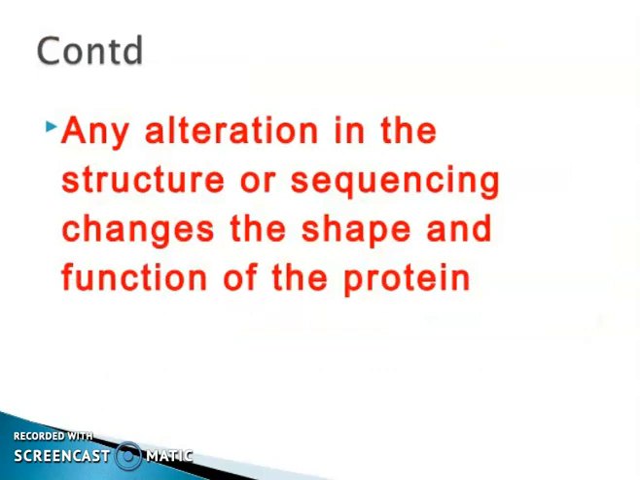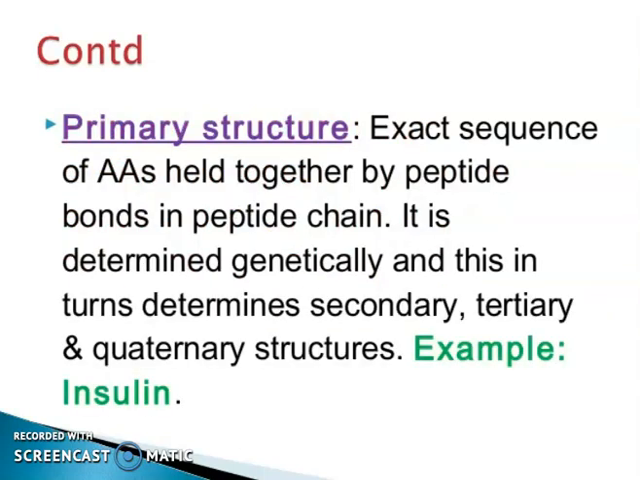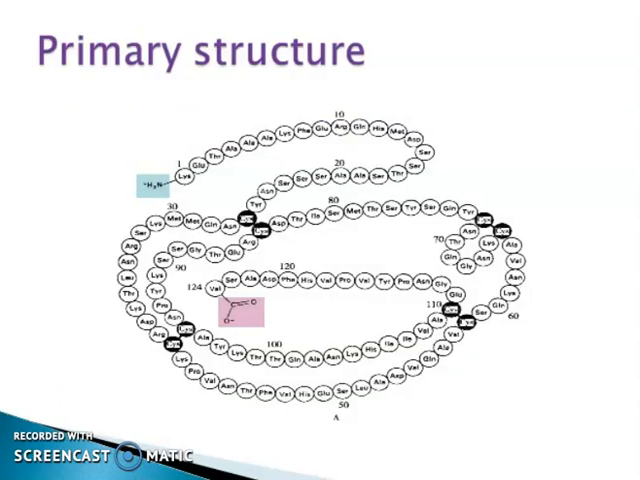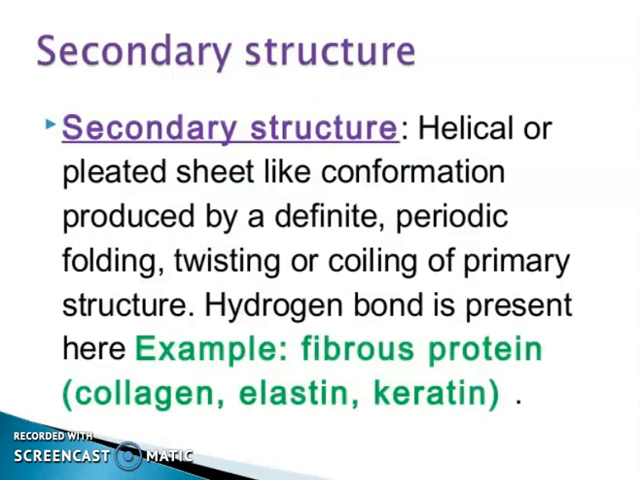So any alteration in the structure or sequence changes the shape and function of the protein. Now, primary structure means what? Exact sequence of amino acids held together by peptide bonds in the peptide chain. It is determined genetically, and this determines the secondary, tertiary, and quaternary structure. Example: insulin. You see the primary structure.